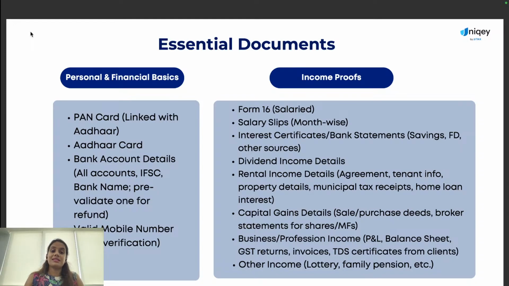For business and professional income, your profit and loss statement, balance sheet, GST returns, invoices, and TDS certificates. These are the necessary documents. If you have any other sources of income like lottery or family pension, then the respective proof of that income we need to keep for the ITR filing. So these are a few essential documents.